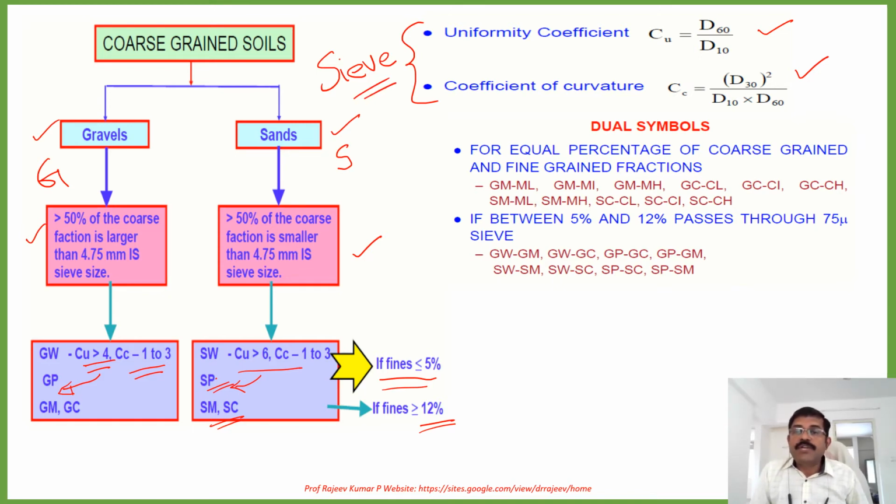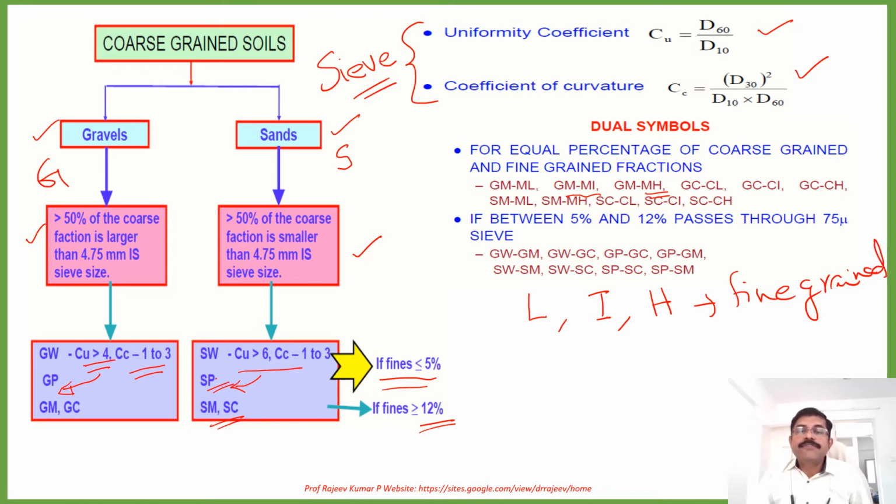Dual symbols are also used. If equal percentages of coarse grained and fine grained fractions are available, then you can define the soils according to this. Here it is silty gravel and low compressible silt, silty gravel and intermediate compressible silt, and silty gravel and highly compressible silt. So fine grained soils are classified as low compressible, intermediate compressible and highly compressible, for fine grained soils, that is clay and silt.